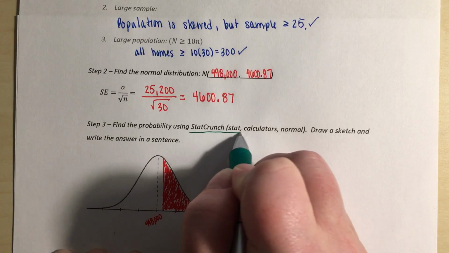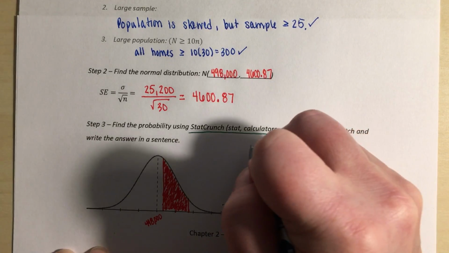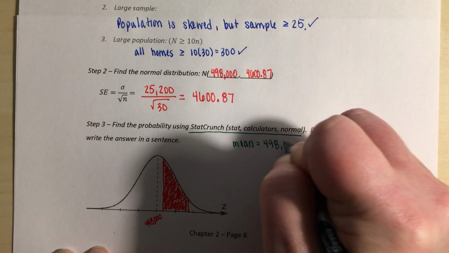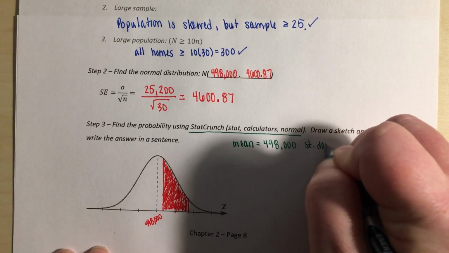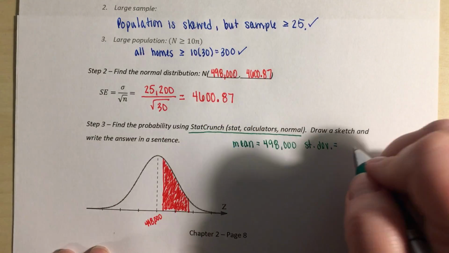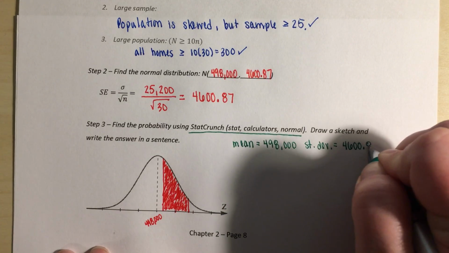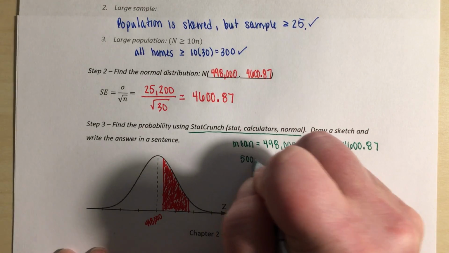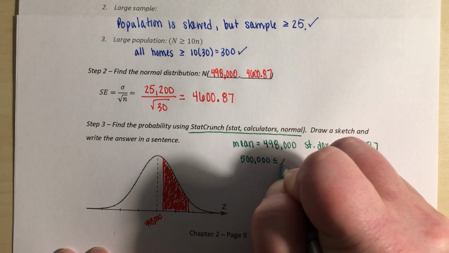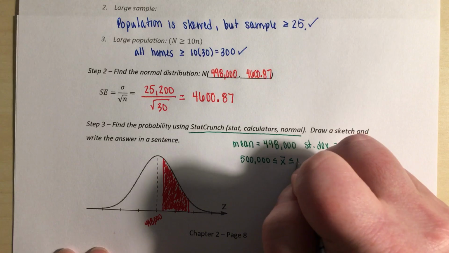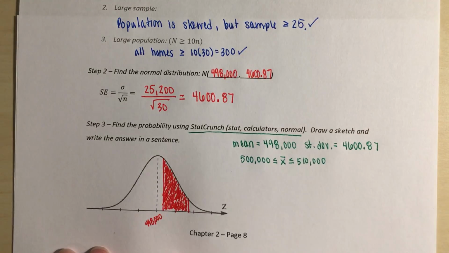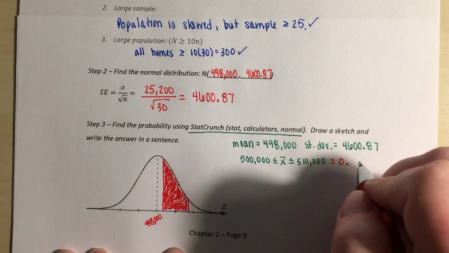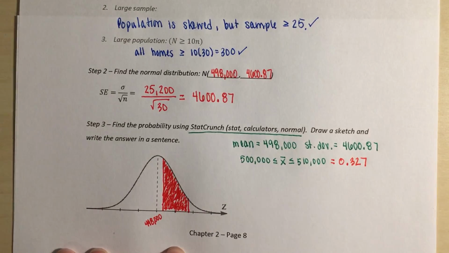Again, we are going to use our normal calculator, and then the information that we're going to plug in. Our mean is that 498,000. Our standard deviation, remember, it's not our original standard deviation, it's the standard error, 4,600.87. And what we are entering in is that our value is between, so we do have to check the between part when we're doing this in our normal calculator, 500,000 and 510,000, and if we round it to 3 decimal places, that is 0.327 after we compute that.